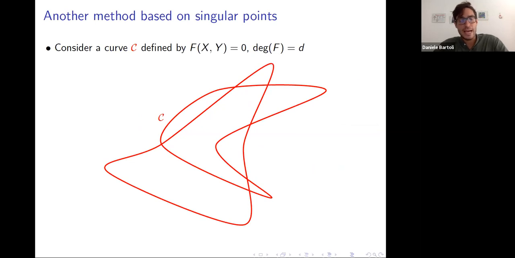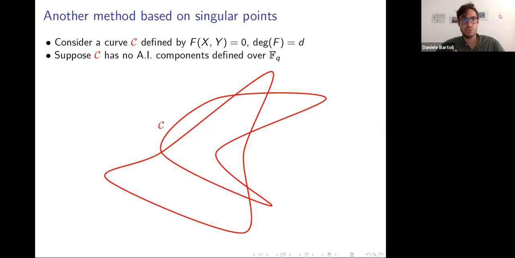So, the idea is to provide contradictions by counting in a certain way the singular points of a certain curve and using Bezout's theorem. So, suppose that you have a curve which is defined over FQ, and let's say that its degree is a certain integer d. Also suppose that it has no absolutely irreducible components defined over FQ. So in particular, it is not absolutely irreducible.